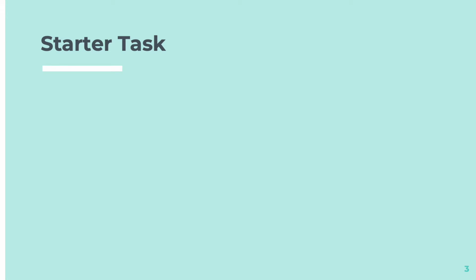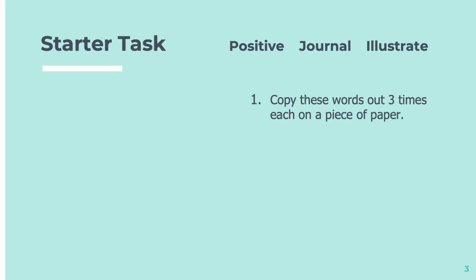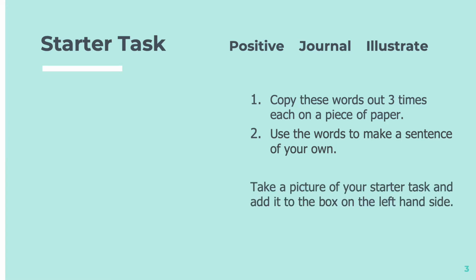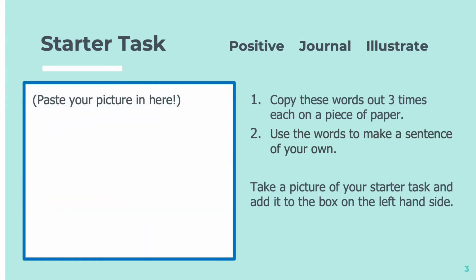Let's get started with a starter task then. Today's words from the academic word list are positive, journal and illustrate. As always, you should copy these words out 3 times each on a piece of paper and then use the words to make a sentence of your own. Then you should take a picture of your work and add it to the box on the left hand side. So pause the video and try that now.